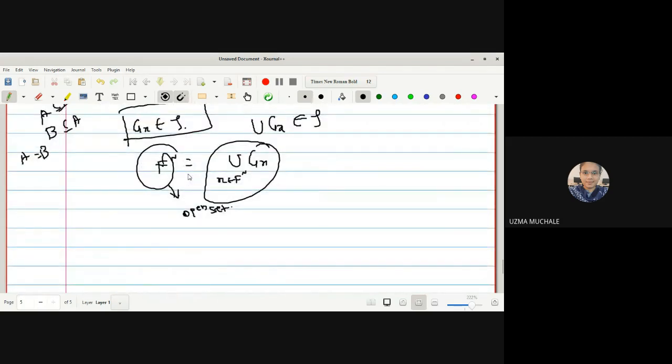If Gx is a member of tau, the union of all the Gx will again be a member of tau because it is closed under arbitrary union. And hence this whole set is an open set, and it is equal to F complement. So we can say that F complement is also an open set. If you do not have any doubt, let us end the lecture.